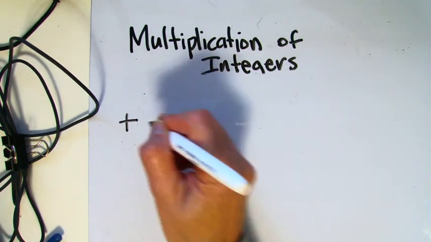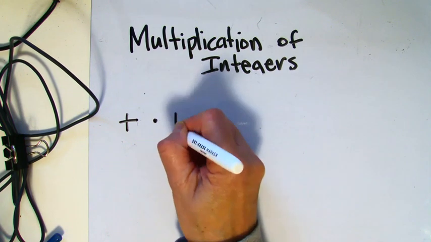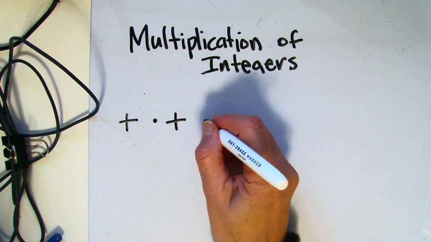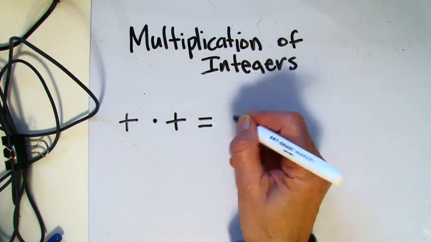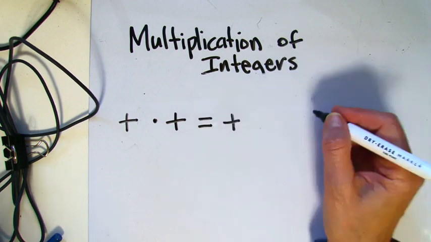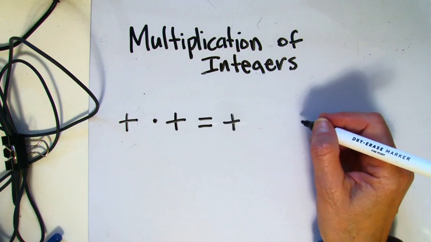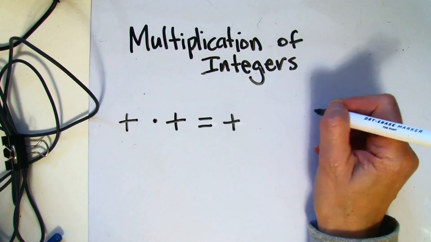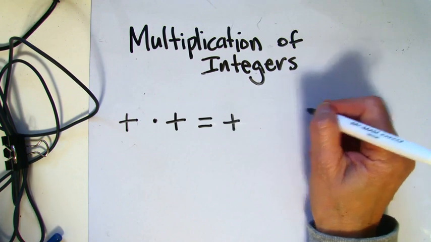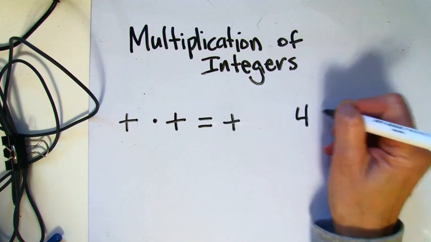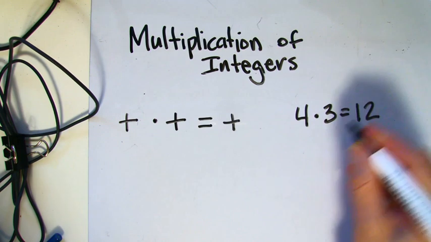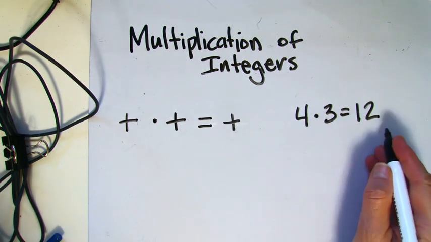Basically, if you have a positive number and you're multiplying that positive number to another positive number, your answer will also be positive. In Math 1, we spent a lot of time working on multiplication with positive numbers, and so you've had a lot of practice with that. 4 times 3 is 12. All of these are going to be positive numbers.